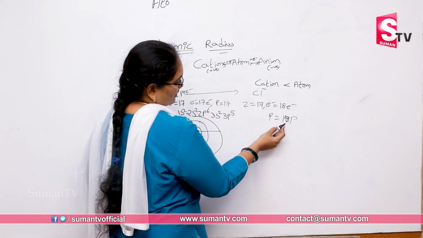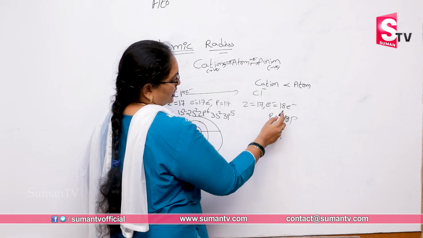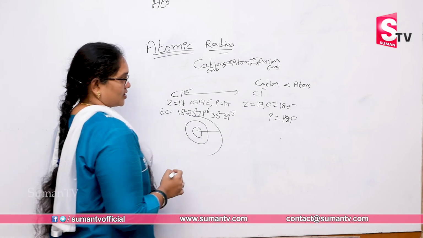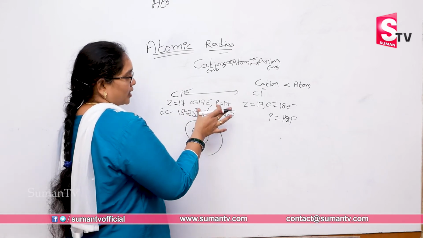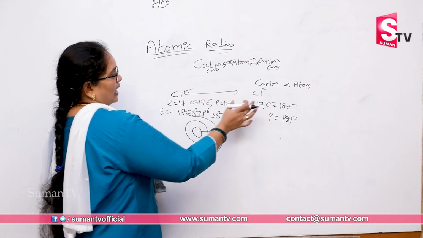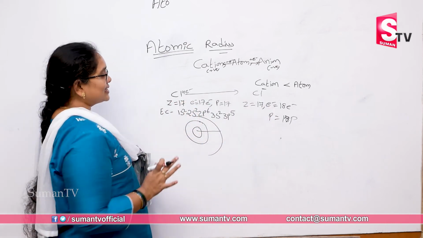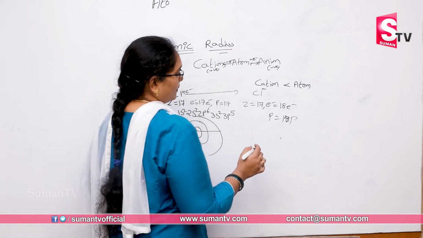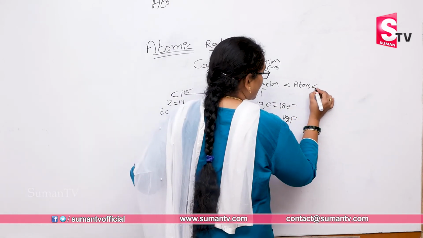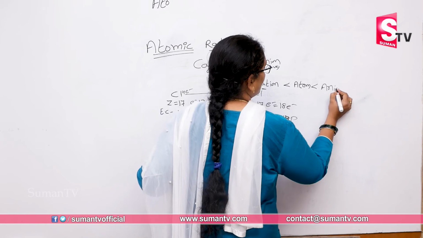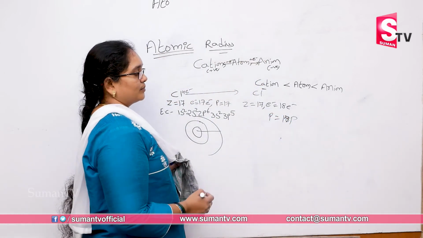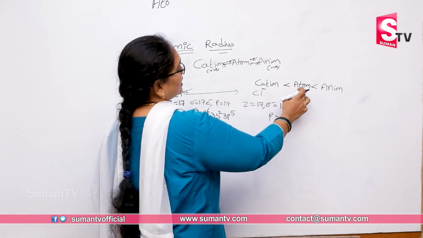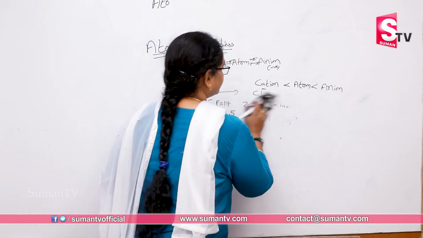Here, 17 protons and 18 electrons, so the negative charge is more by 1 unit. That's why we write Cl minus. When comparing anions with atoms, an anion has a larger size than its atom. So the comparison is: cation less than atom less than anion.